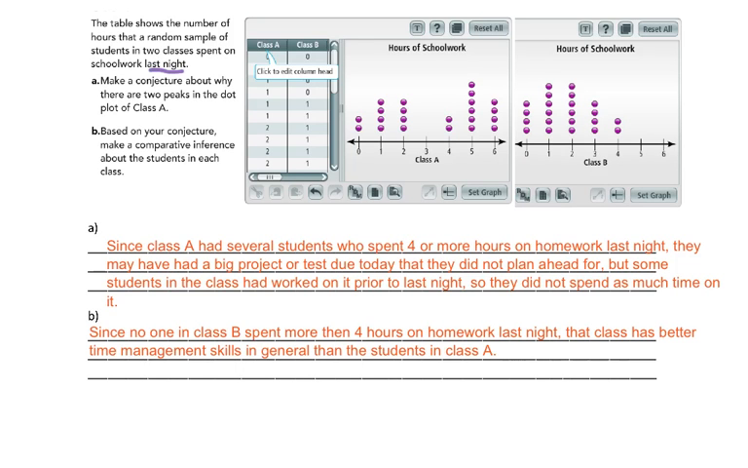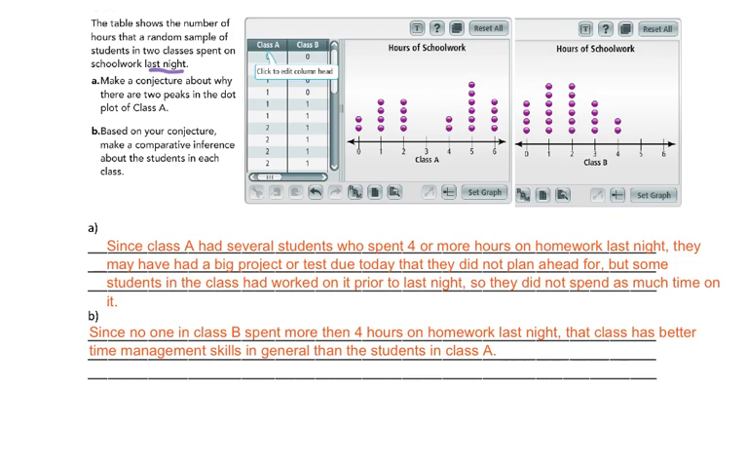Alright, so I said that since Class A had several students who spent 4 or more hours on homework last night, they may have had a big project or test due today, and they did not plan ahead for it. But some students in the class had worked on it prior to last night, so they did not need to spend as much time on it.